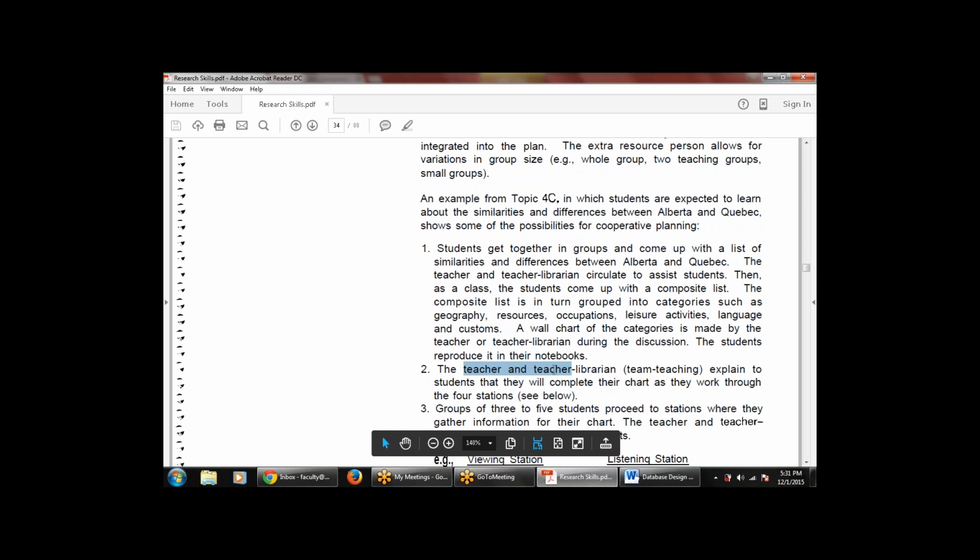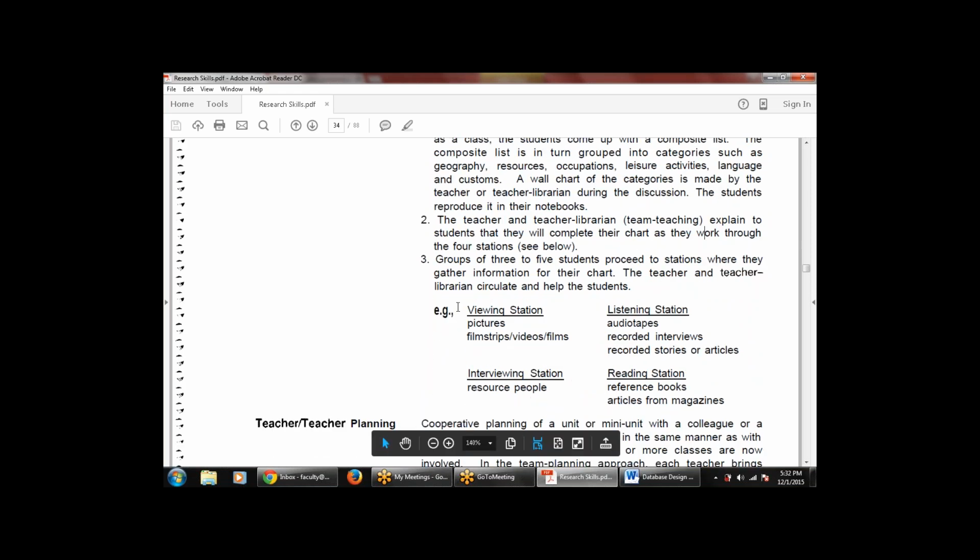And the teacher and the teacher librarian, as team teaching, also explain to students that they will complete their chart as they work through the four stations. These are the various activities carried out at the four stations. A group of 3 to 4 students proposes 2 stations where they gather the information for their chart. So a team is made of a group of students who proceed to the station.